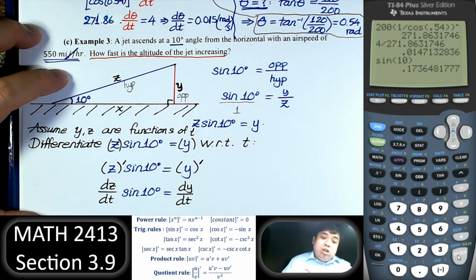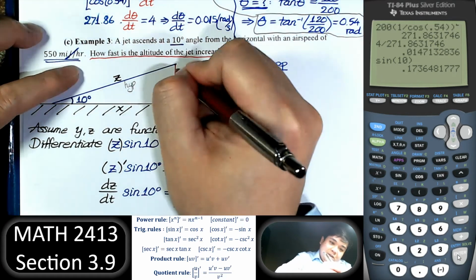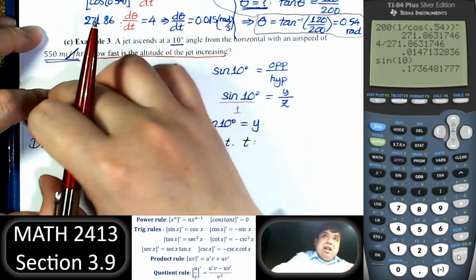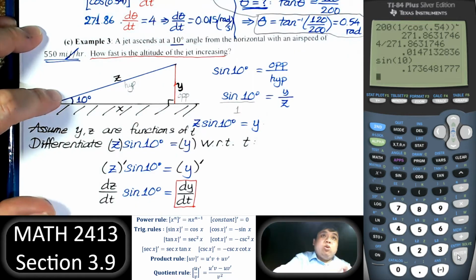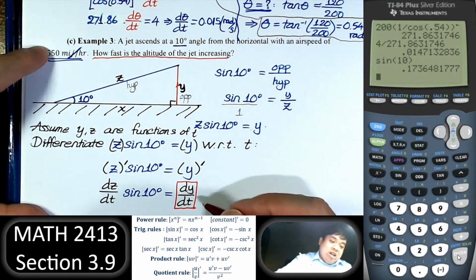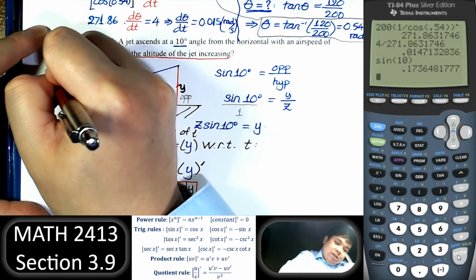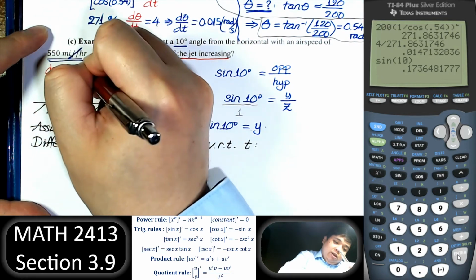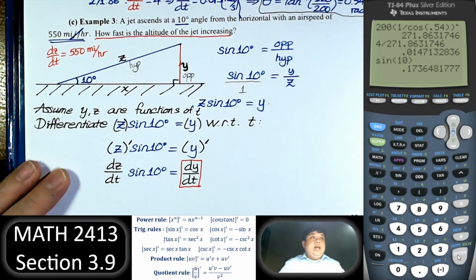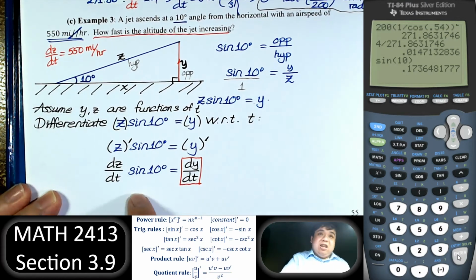How fast is the altitude of the jet increasing? So definitely they're asking for dy over dt, right? Because the airplane going at that angle, the distance of course is also increasing. And then dz over dt, we know the speed of the jet. So this is dz over dt, 550 miles per hour. So we have everything. We put that 550 in here and sine 10 degrees.